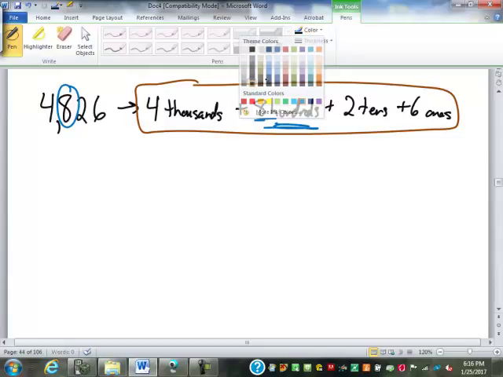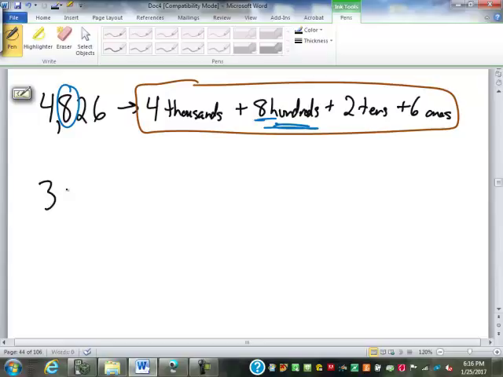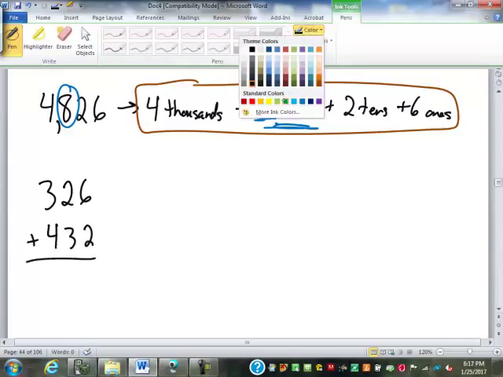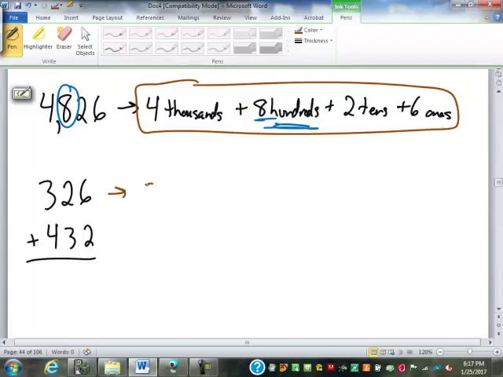And when you do it like that, it explains why we do our operations with basic numbers the way we do. I have 326 plus 432. If I write those out in their full form, 3 hundreds, 2 10s, and 6 1s.